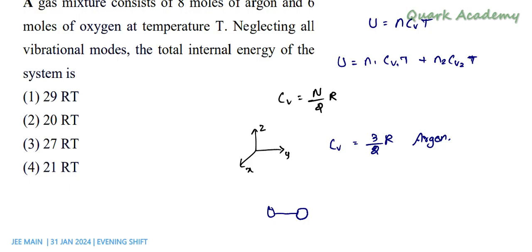That is fine. Along with that, this molecule can rotate also. It can rotate about this axis, or you can consider one axis passing through this, so it can rotate about this axis also. So it has 2 rotational degrees of freedom. Overall, it has 5 degrees of freedom. So the Cv value for oxygen is 5 by 2 R. This is for O2.